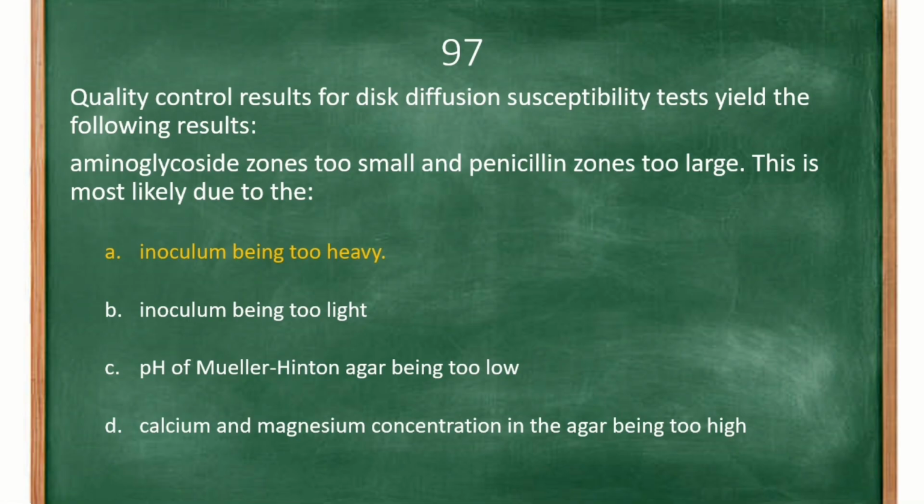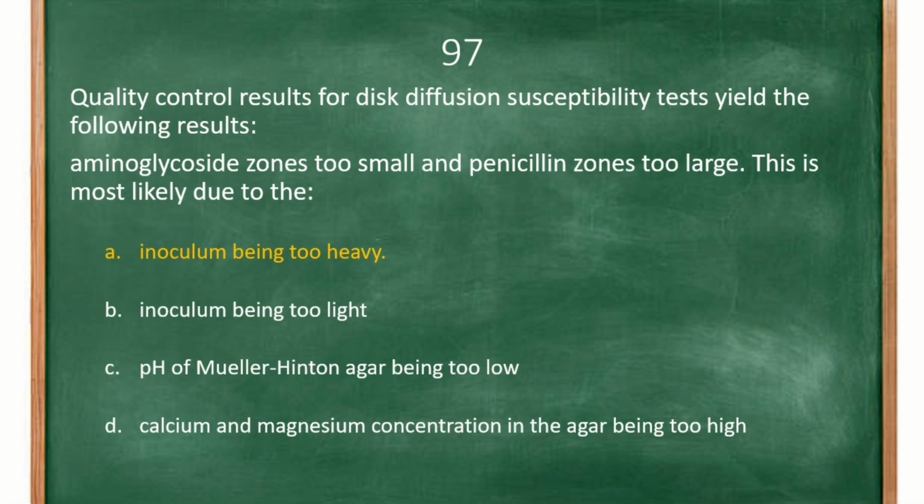But if you look at antibiotics like penicillin, the larger bacterial load may result in a larger inhibitory zone, as the antibiotic is able to inhibit the bacterial growth more effectively as compared to a lighter inoculum. Okay, so that's the answer for option A.